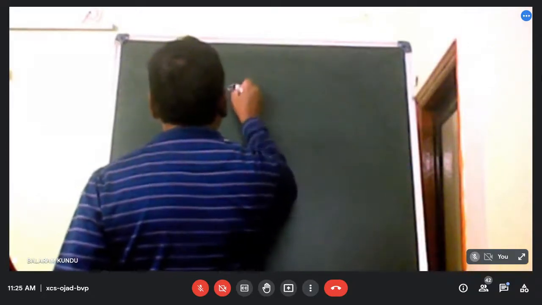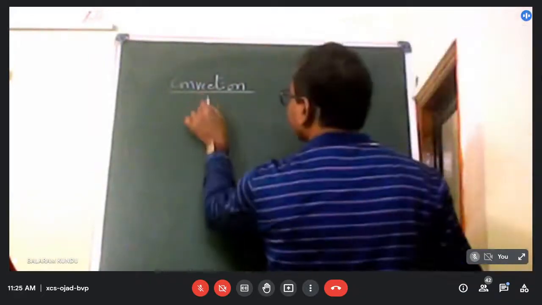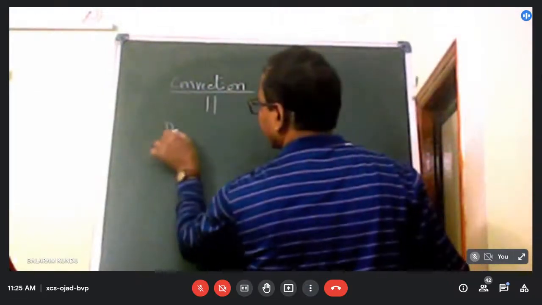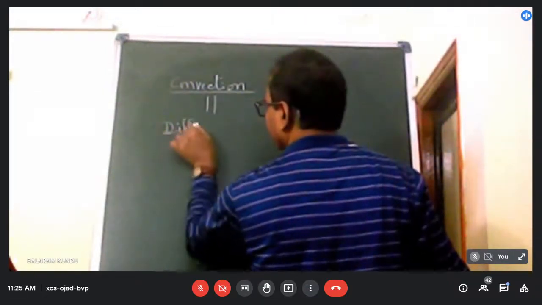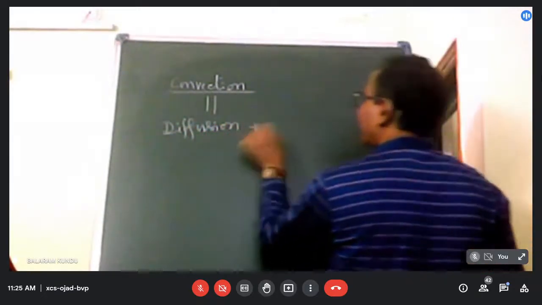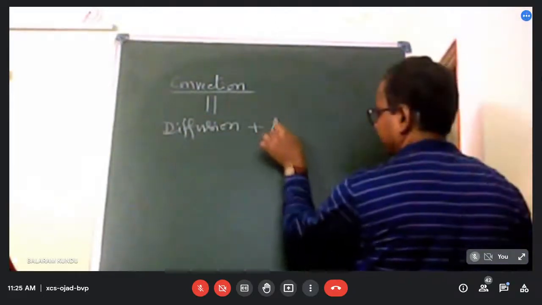Now convection again has two components. You can write here: this is your convection, so it has two components. The diffusion component is there in convection, and another component is there, that is your advection part.